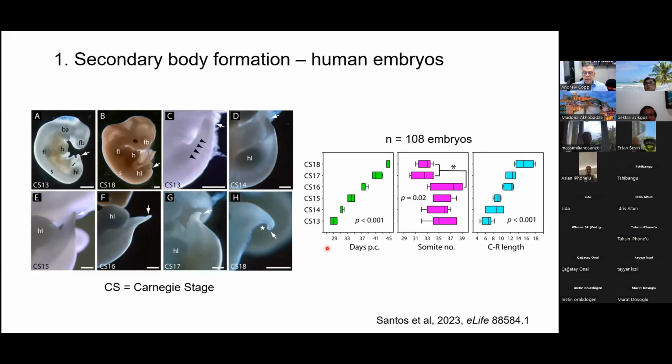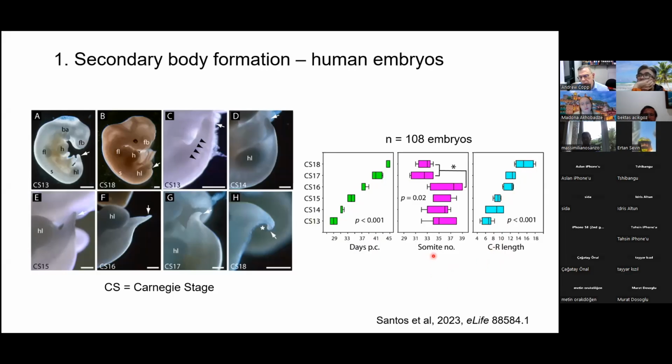So as expected, when we look at our Carnegie stage series from 13 to 18 and the days post-conception, we can see that there's a direct relationship, as expected. And similarly, with the crown-rump length of the entire embryo, there's a direct relationship with Carnegie stage.